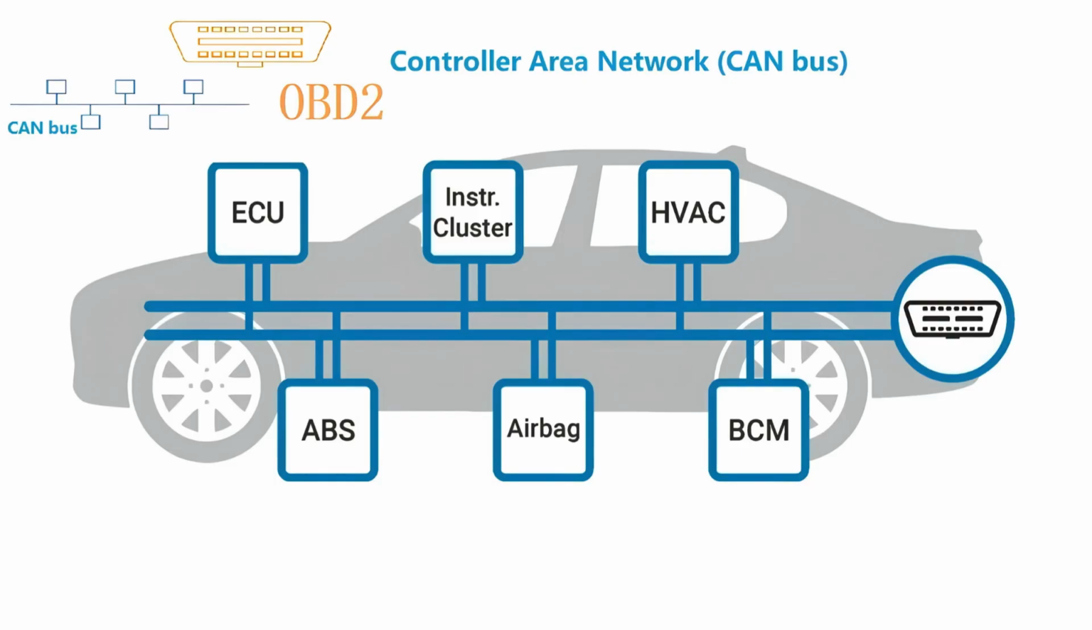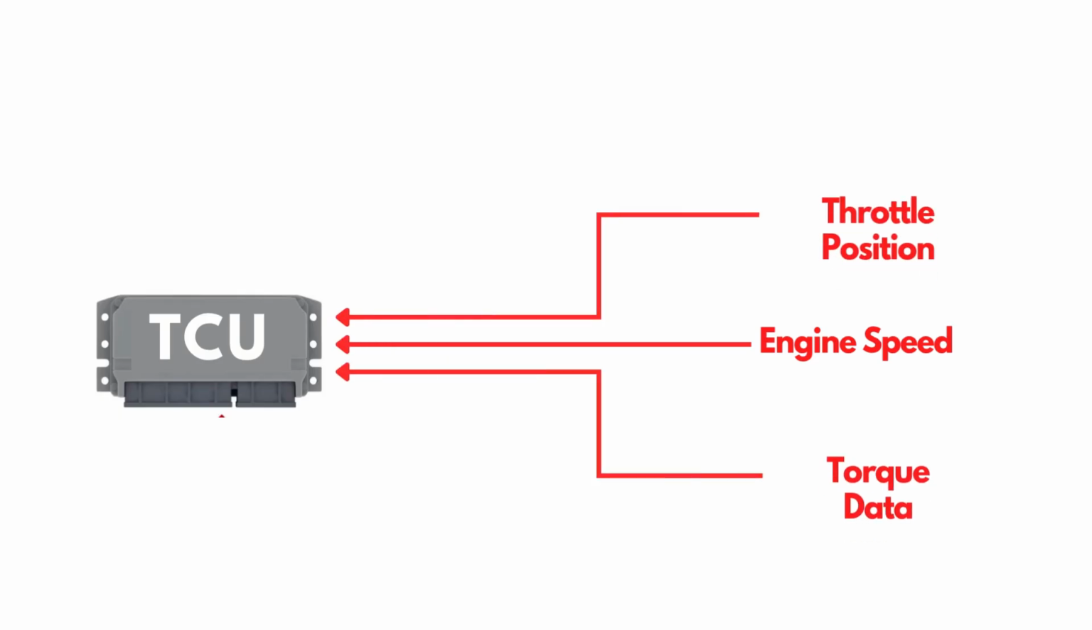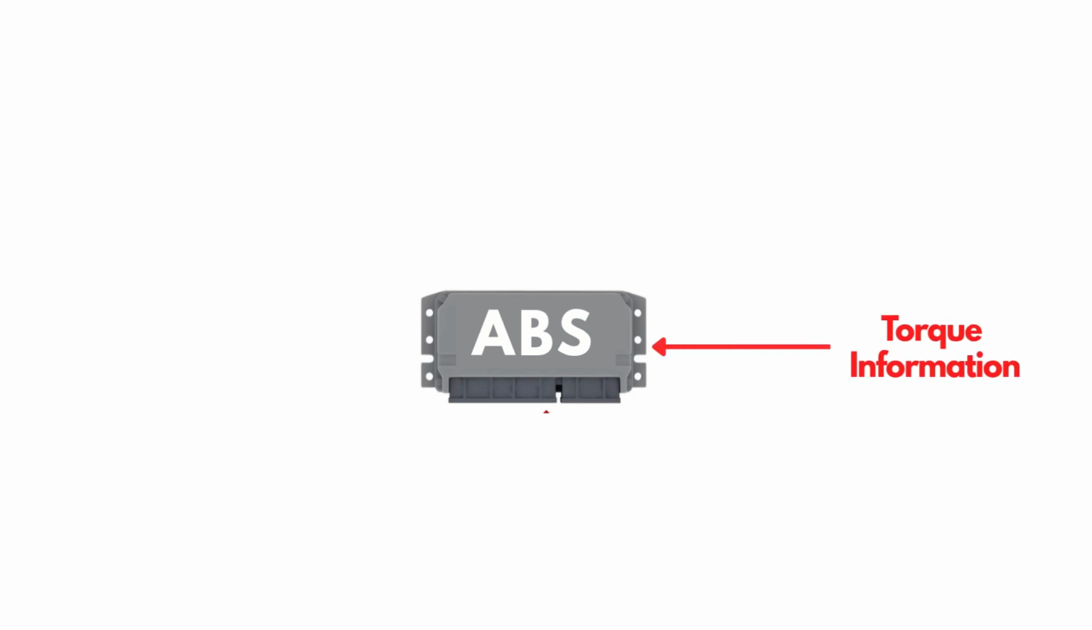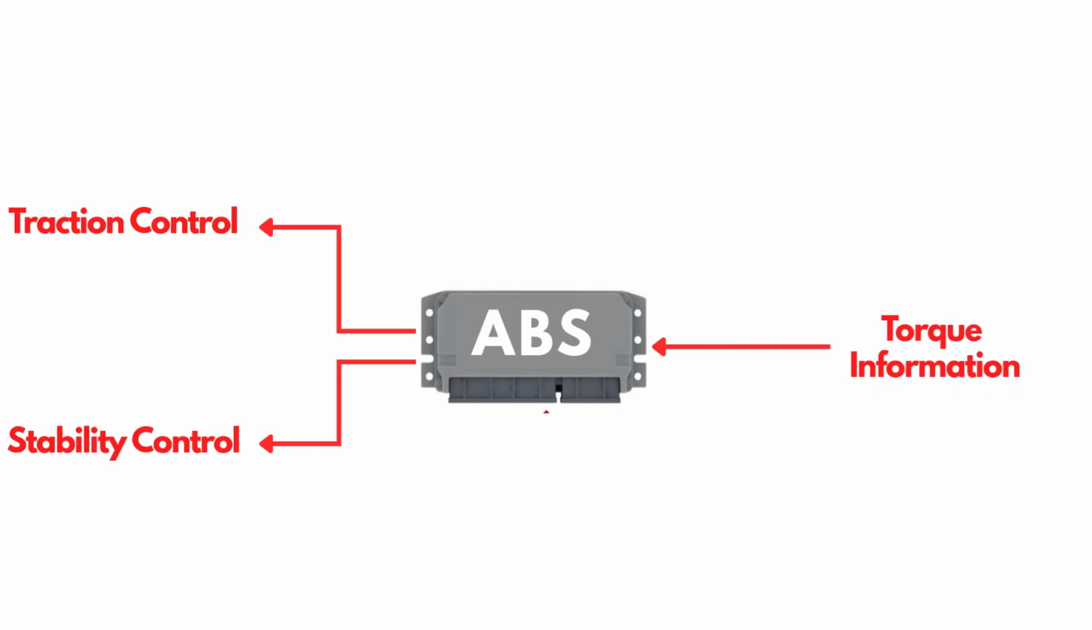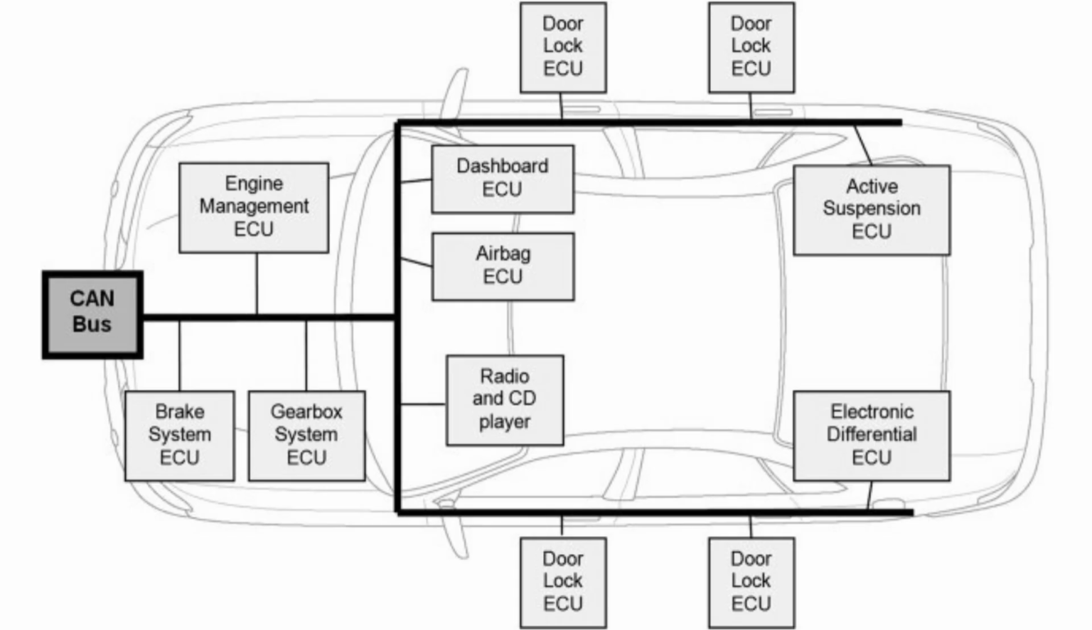For example, the transmission control module may need engine speed, throttle position, and torque data to control gear shifts. The ABS module may need engine torque information for traction and stability control. Even the instrument cluster depends on the ECM or PCM for information such as engine RPM, warning light commands, and overall engine status. All of this information is shared through the vehicle's communication network, usually the CAN bus.